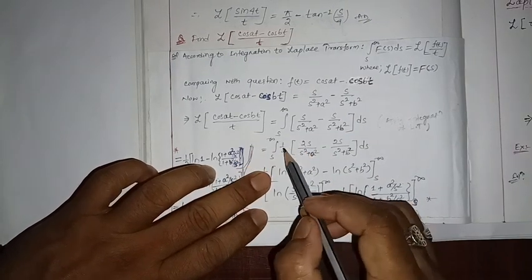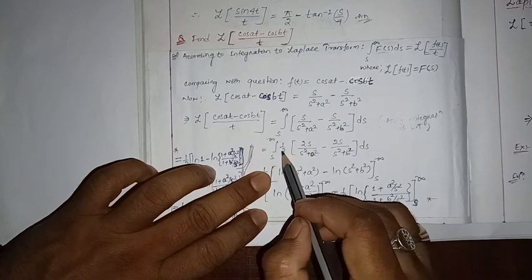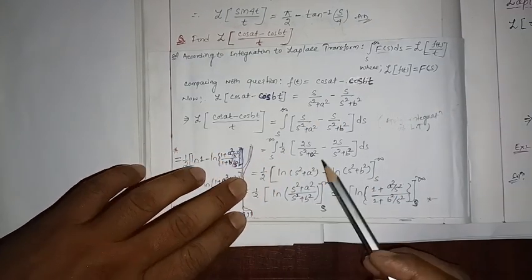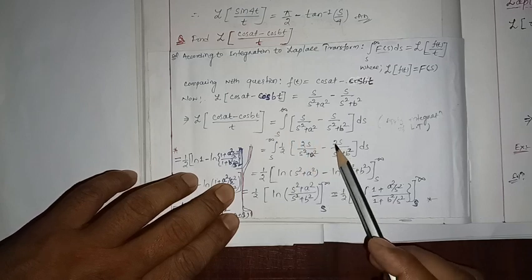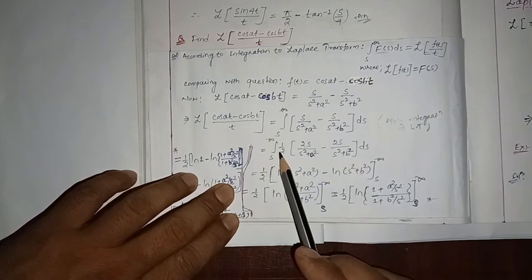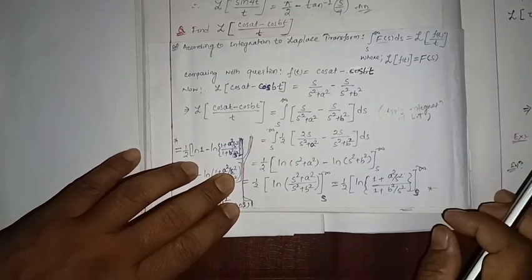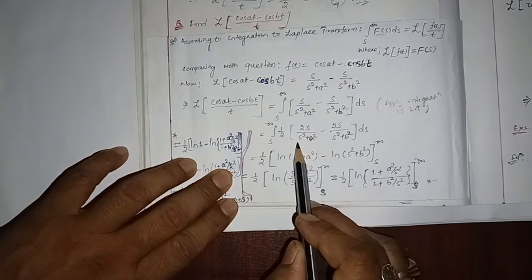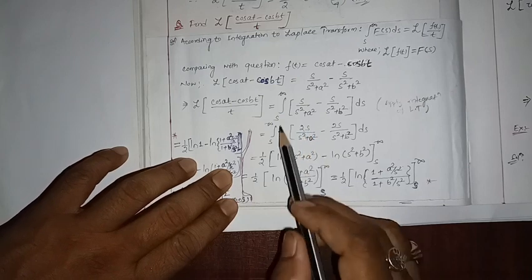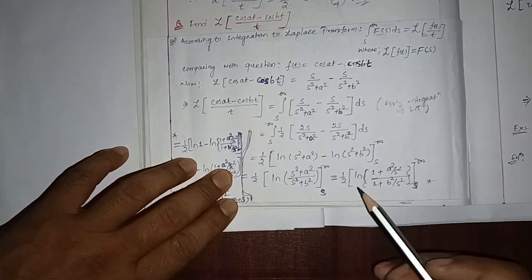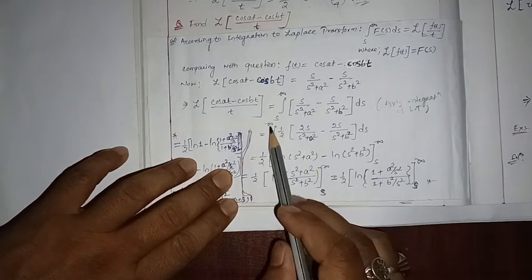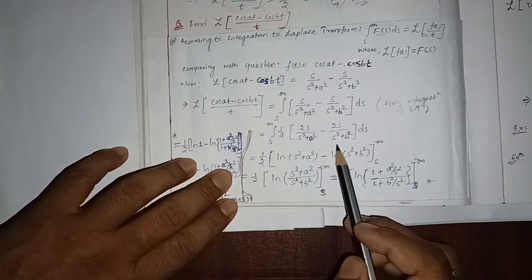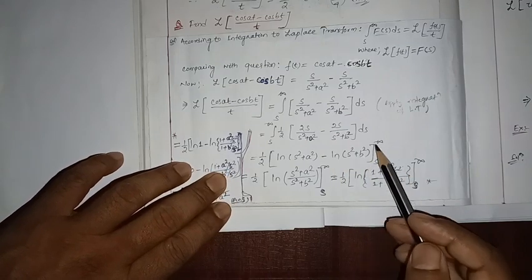Here what I have done is multiply by 1 by 2 and by 2 with each term. So 1 by 2, 2s by s square plus a square, and 1 by 2 taken outside, 2s by s square plus b square. If I multiply 1 by 2, I get the same. Here you can see that the derivative of the denominator is found in the numerator. The derivative of s square plus a square is 2s. Hence the integration of 2s by s square plus a square will be ln of s square plus a square. So 1 by 2 taken outside, ln of s square plus a square minus ln of s square plus b square, with limits s to infinity.